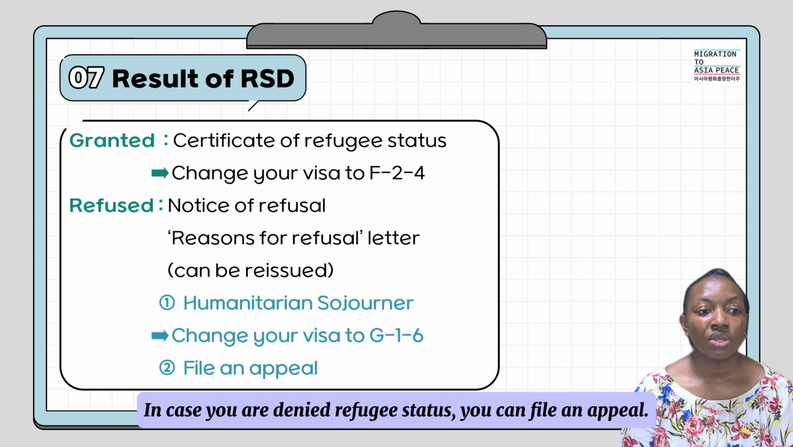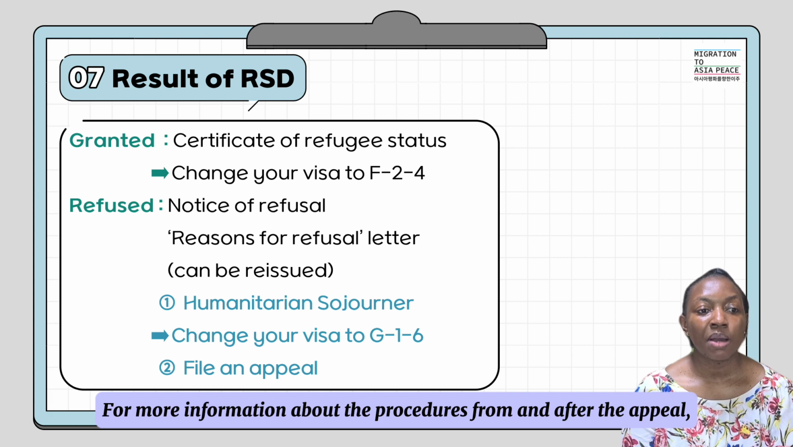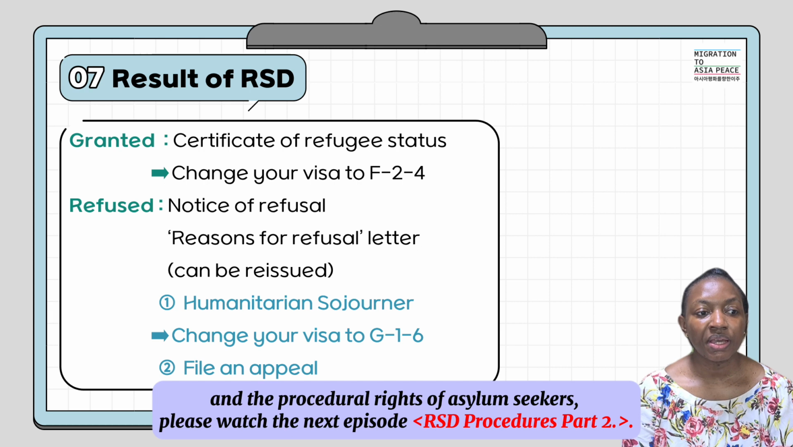In case you are denied refugee status, you can file an appeal. For more information about the appeal procedures and the rights of asylum seekers after the appeal, please see the following.